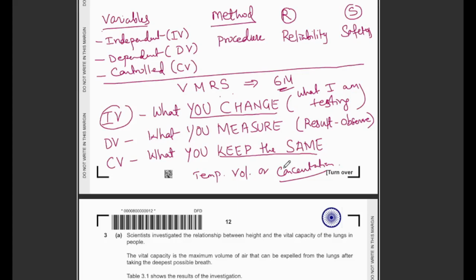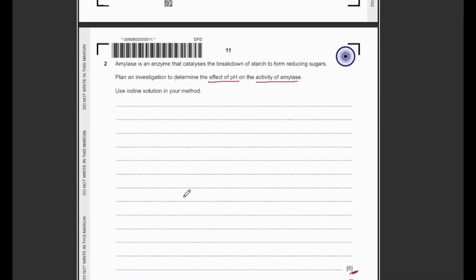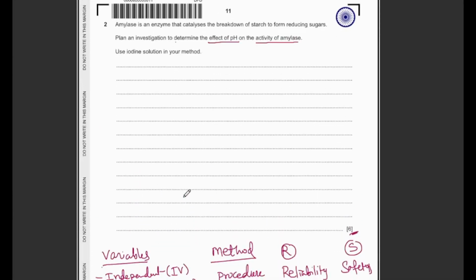And I hope you understand the meaning of independent variable, dependent variable and constant variable. Once you understand this: what you are going to change is independent, what you measure is dependent, and what you are going to keep the same is basically a constant variable. Let's start the answer now with this point. Let's go. Okay, now the first thing is the independent variable.